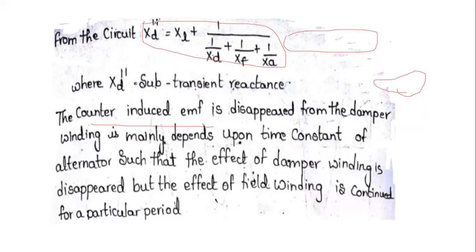Therefore, XD double dash is the subtransient reactance. The subtransient reactance is equal to the leakage reactance plus 1 by XD, the damper reactance, plus 1 by XF, the field winding reactance, and 1 by XA, the armature reactance. Therefore, the counter-induced EMF disappears from the damper windings. It depends mainly upon the time constant of the alternator.